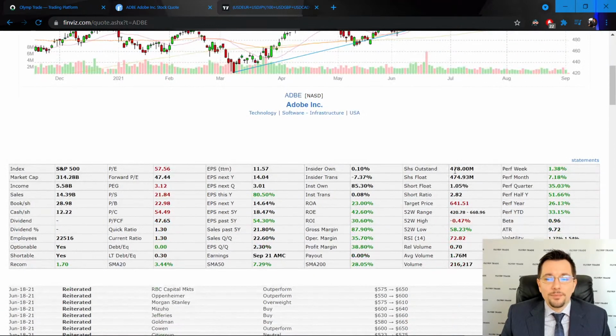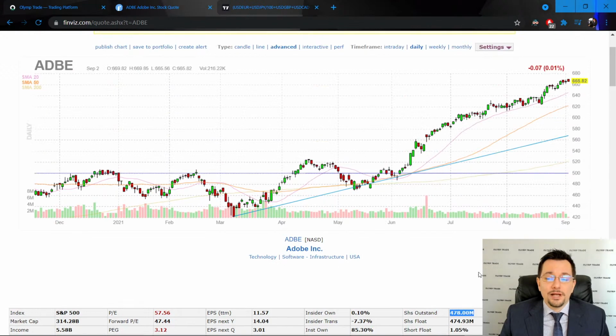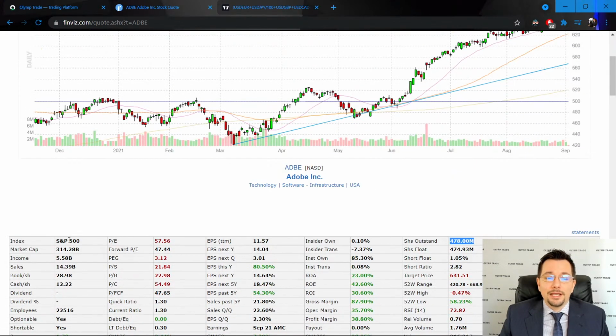The most important thing you want to pay attention to right here is shares float and short float. You can actually use this information to pinpoint when a stock is going to crash or when it is already crashing. Why? What is shares outstanding? You can multiply shares outstanding by the price right here, and you will get the market cap.